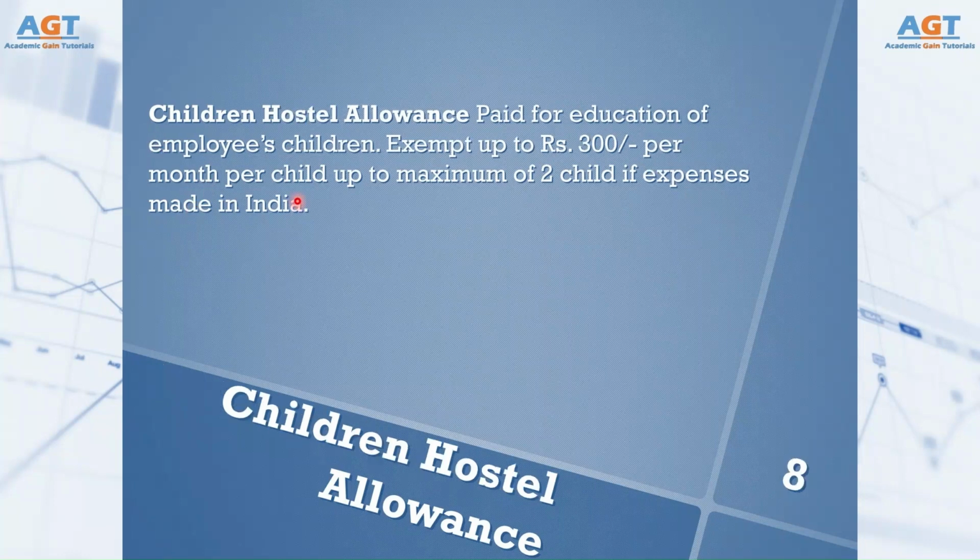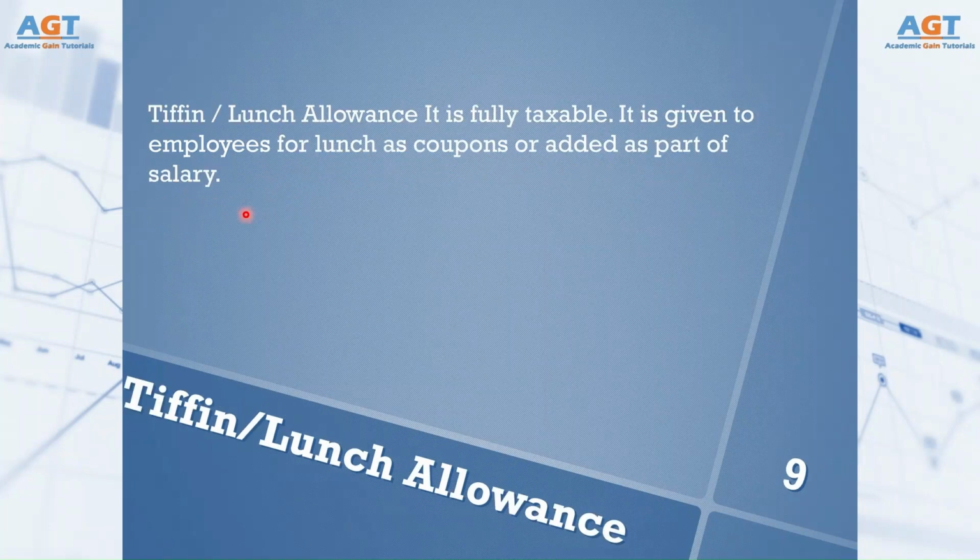Number 8. Children Hostel Allowance. This allowance supports hostel-related expenses for employees' children. It is exempt up to 300 Indian rupees per month per child for up to 2 children, provided the expenses are made in India.